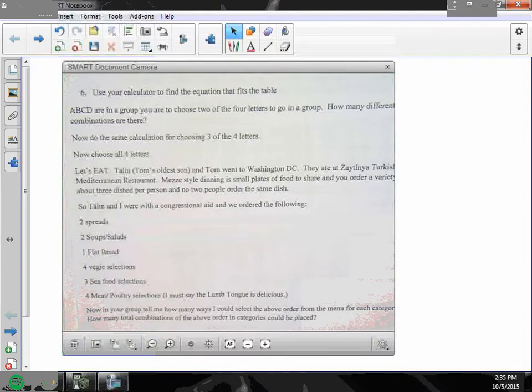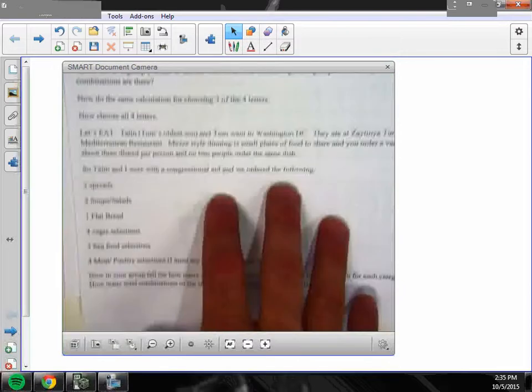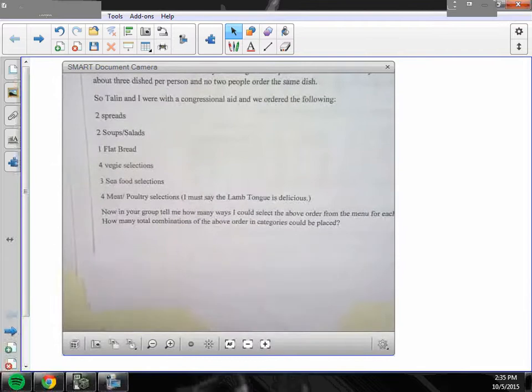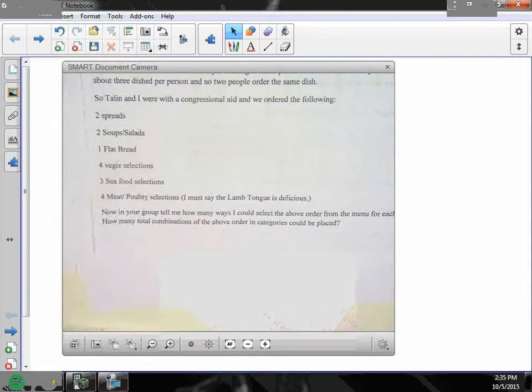So I'm going to put you into groups today, and you're going to be ordering off this menu. But first, let's look at what Tom and Talon and another person there ordered. So, if you look at the menu, where did my menu go? They ordered 2 spreads. So if you look at spreads, there are 7 of them, and you probably want to write that down.